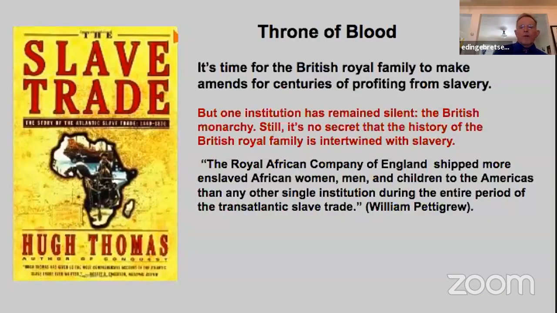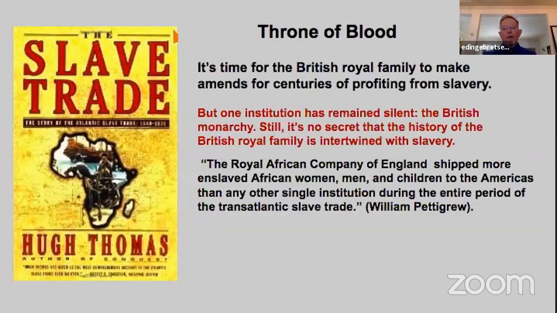So this is a quote from an article called Throne of Blood. It's time for the British royal family to make amends for centuries of profiting from slavery. And it's a larger question, as I began with, because is money reparative or restorative? And simply throwing money at something, well, might be important, is a way, I think, to deflect from other sorts of things. The article goes on, one institution has remained silent, the British monarchy. Still, it's no secret of the history. The British royal family is intertwined with slavery.